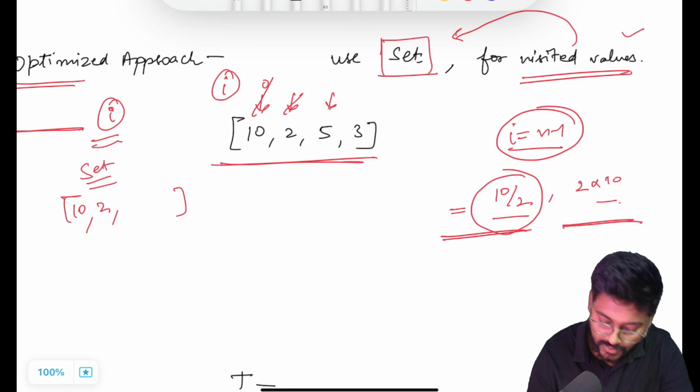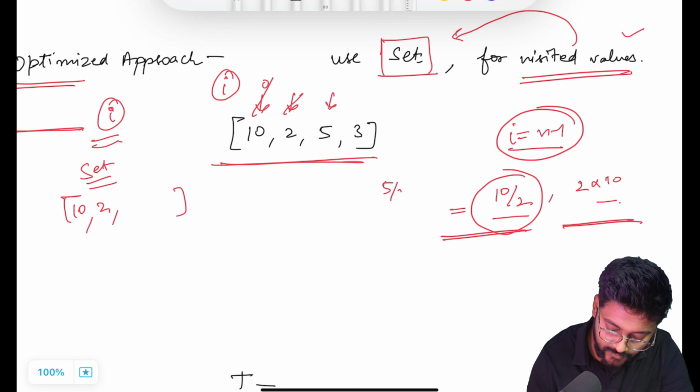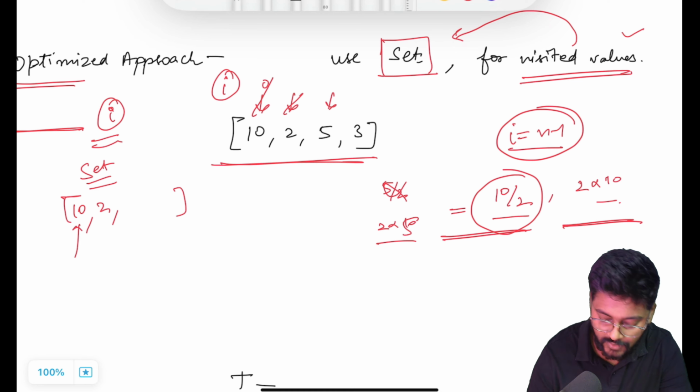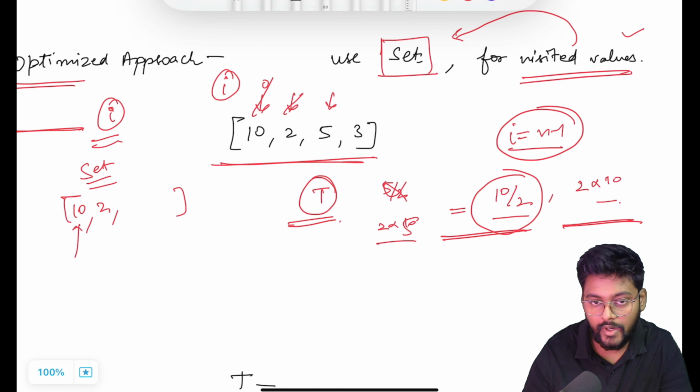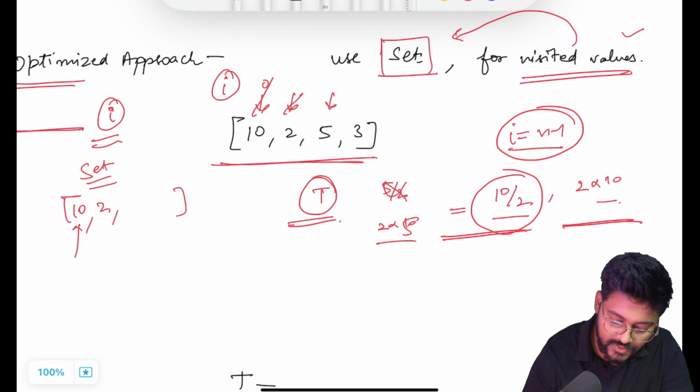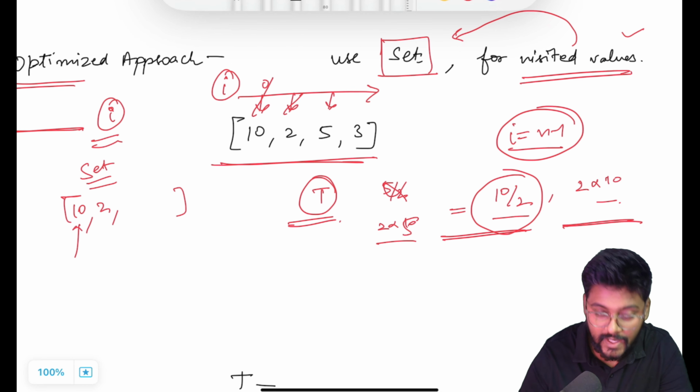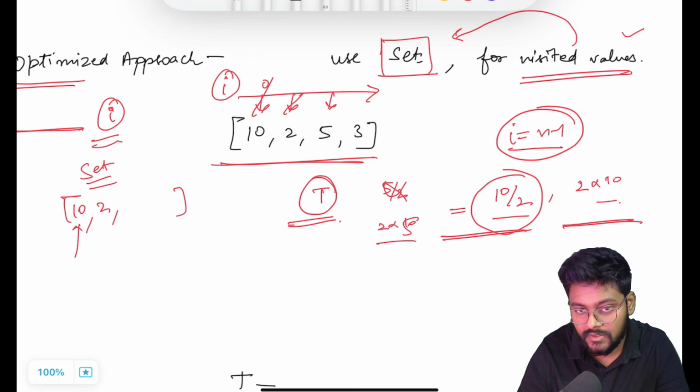Now we are at 5. We will see whether the half of that element, if it is divisible, no, it is not divisible by 2. So now we will check whether double of that element, 2 into 5, exists in the set or not. 2 into 5 already exists. So if that condition is met, we are directly going to return true from our function and we don't have to go ahead. So here what I did is that I iterated over the array, and every time I am seeing whether the double of that element is present in the set or half of the element.